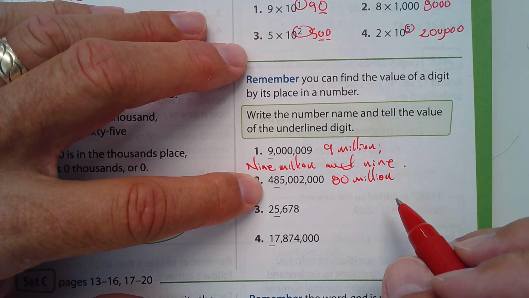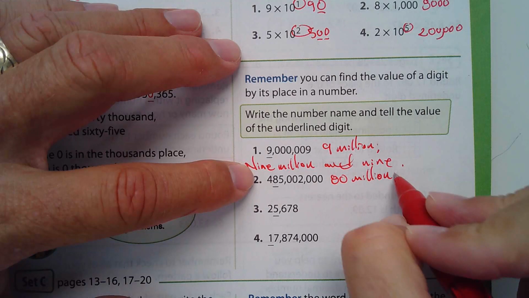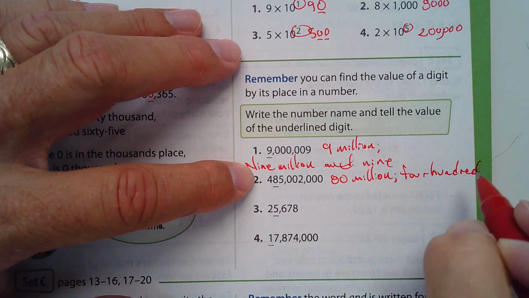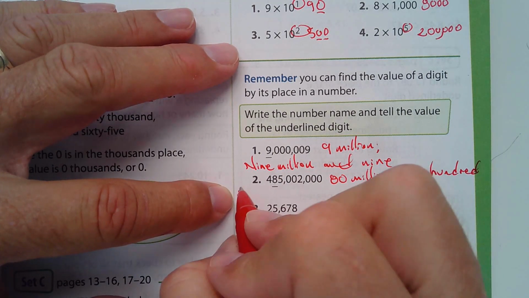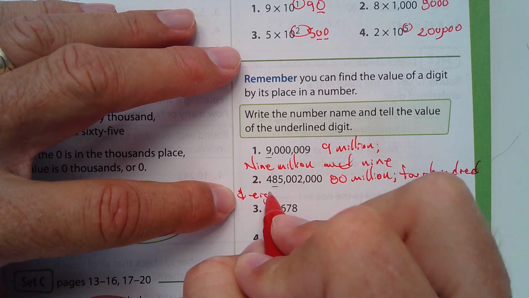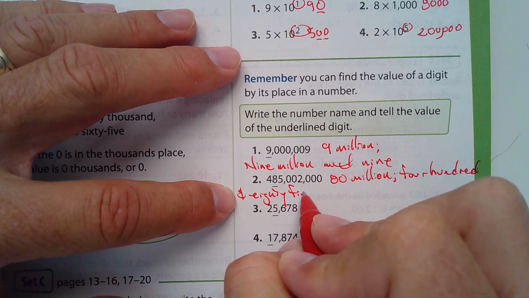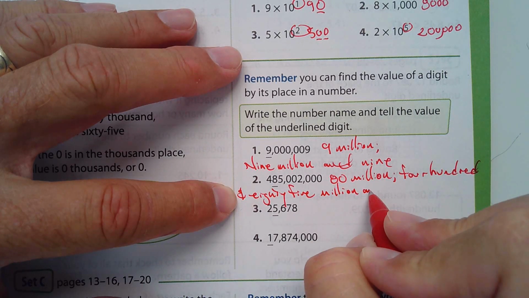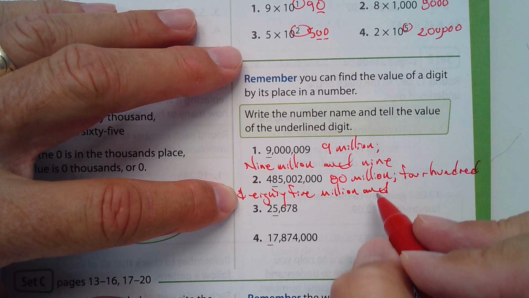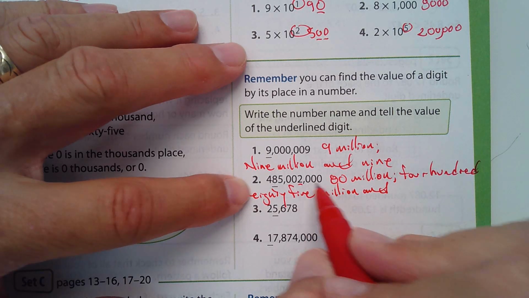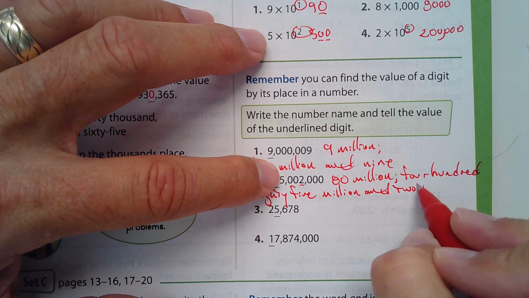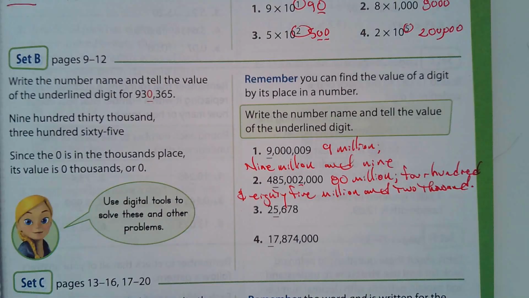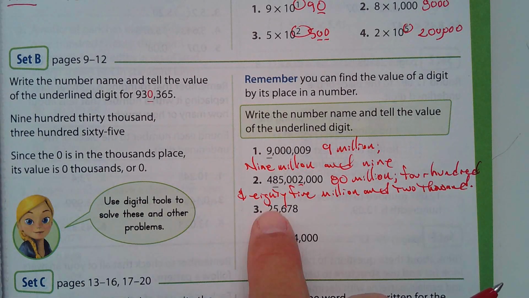Well, that would be 400 and 85 million and what's this? 2,000. Okay, again, they don't give you much room to write there, but that's the correct answer. So I'll let you guys figure out 3 and 4.